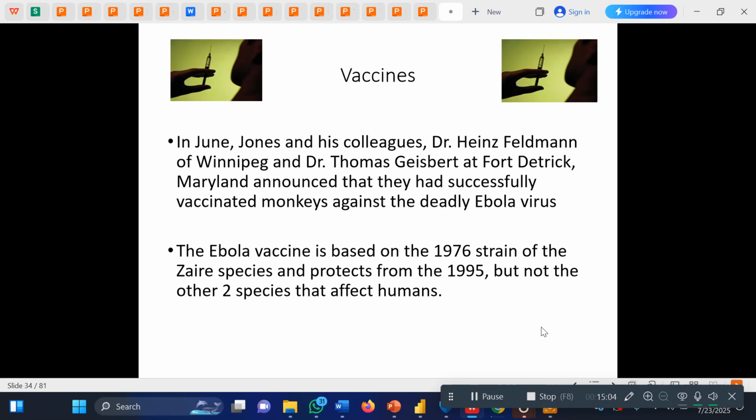For the vaccine, in June, Jones and his colleagues, namely Dr. Hans Fieldman of Whipping and Dr. Thomas from Maryland, announced that they have successfully vaccinated monkeys against the deadly virus. The Ebola vaccine is based on the 1976 strain of the Zaire species from Congo, which protects from 1995, but not the other species that affect humans, meaning that just the Zaire species has been experimented on for the vaccine so far.